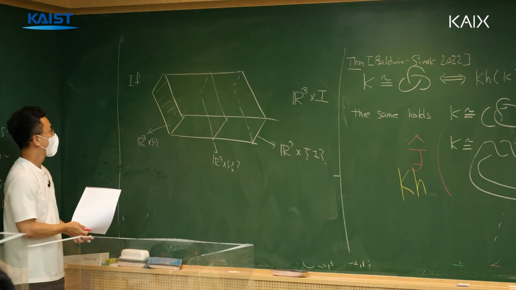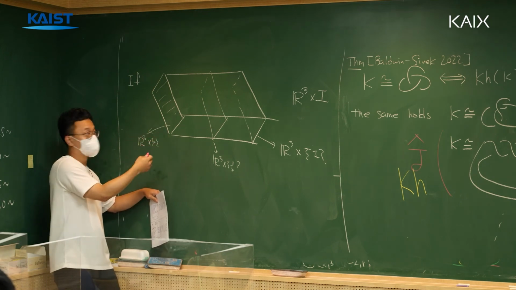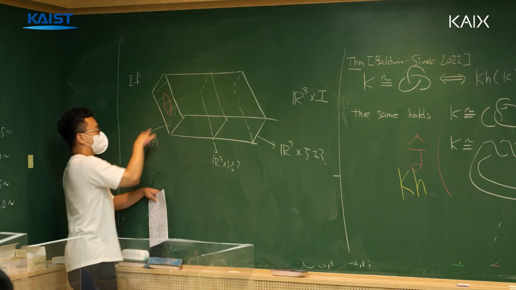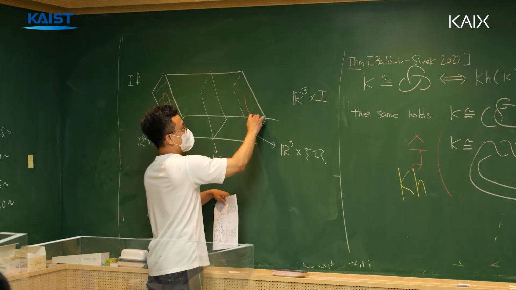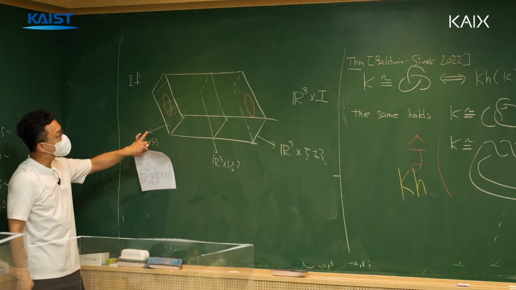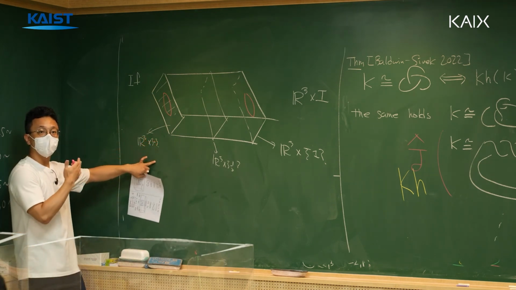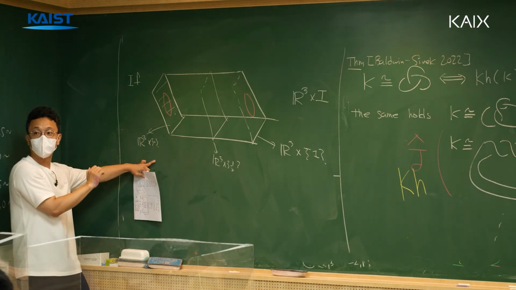In R3, you can think of an embedding of a circle, which we've been calling a knot. So let's say I have a knot inside R3 times 0, and let's also say I have a knot in R3 times 1. Suppose inside this fourth dimension, there is a cobordism between them. In other words, there is a surface that is co-bounded by these two circles.